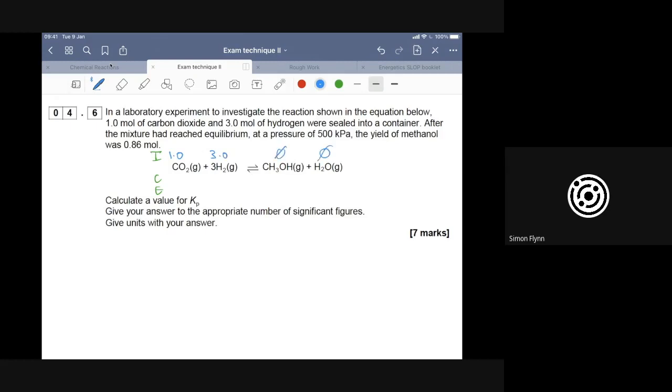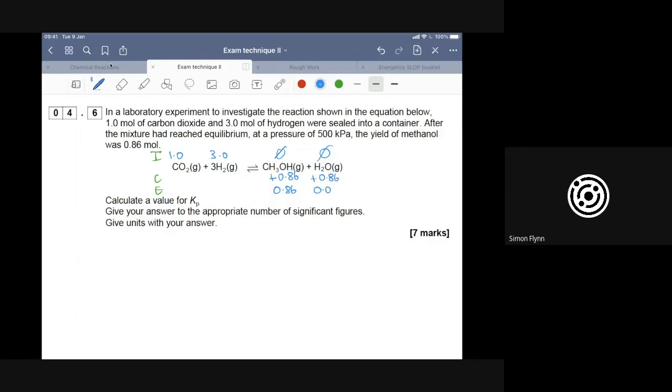And then the other piece of information they give you is the yield of methanol. So what I've written so far, I haven't had to do any thinking about. That is literally the information they've given me. Then I can start filling the table in. See, the table just means that you're focusing on one thing at a time.